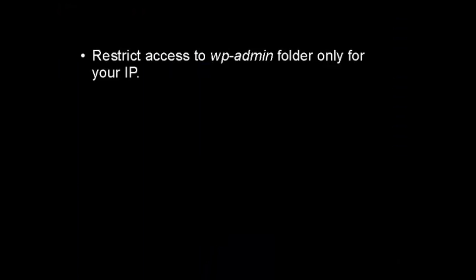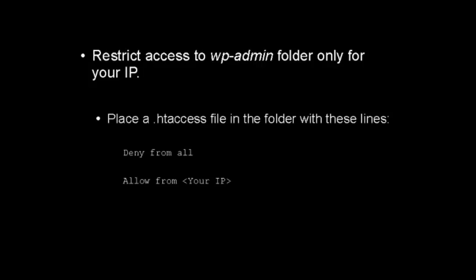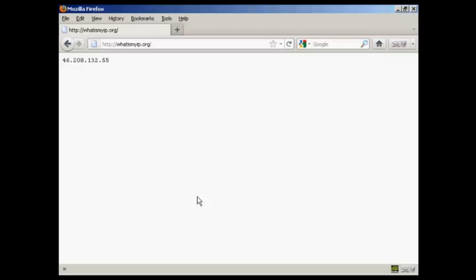Another thing you should do is restrict access to the wp-admin folder to only your IP address. You can easily do this by placing a .htaccess file in the wp-admin folder containing these lines. You want it to say deny from all, then you have a blank line, and then you say allow from, and you put your IP address in the tag there. You can see what your IP is at this URL, which is whatismyip.org.